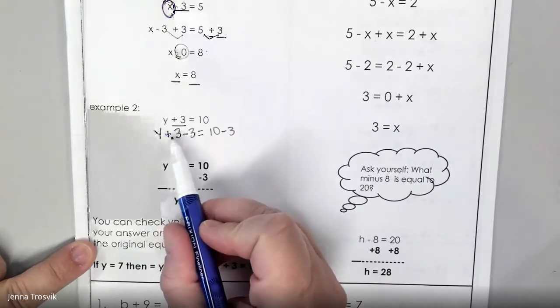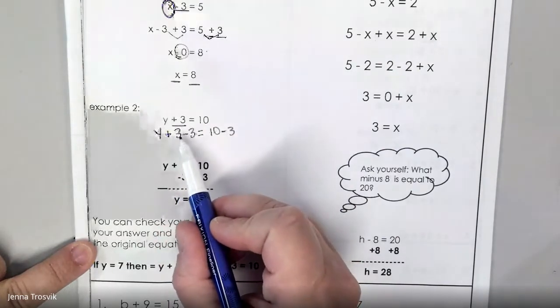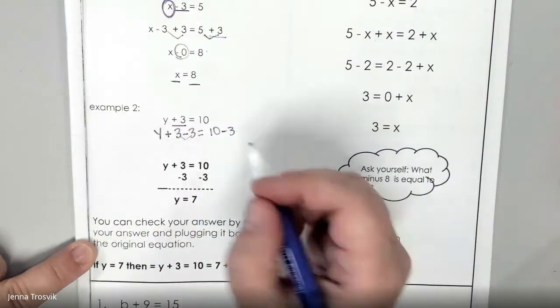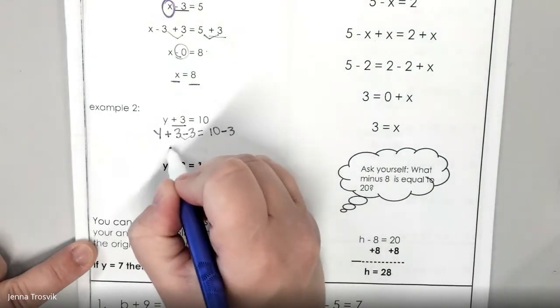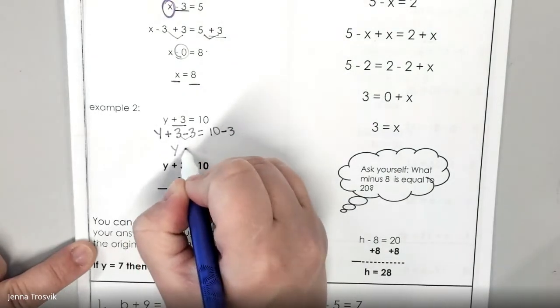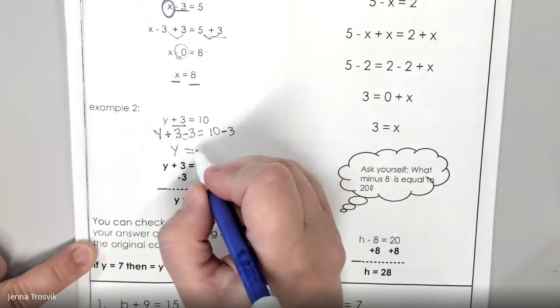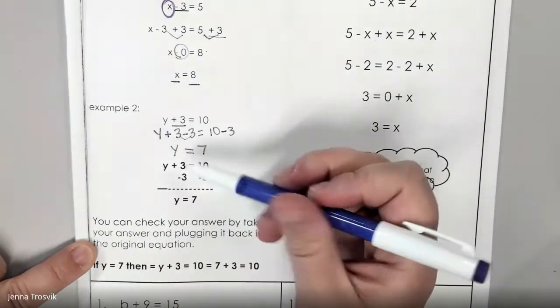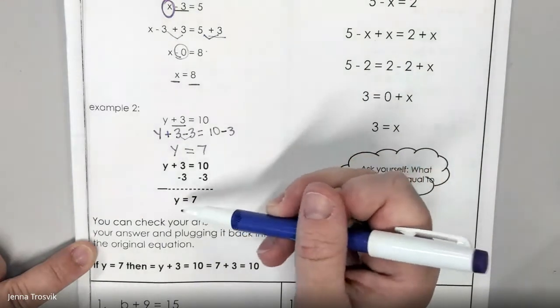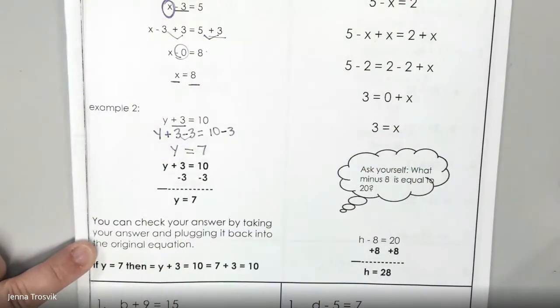Now, y plus 3 take away 3. Well, this is going to give me 0. So that leaves me with y plus 0, or just y. Then it also gives me 10 minus 3, which equals 7. As you can see, they did those steps down below, and y should equal 7.